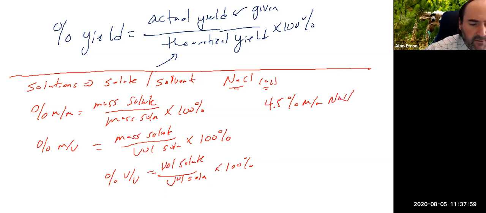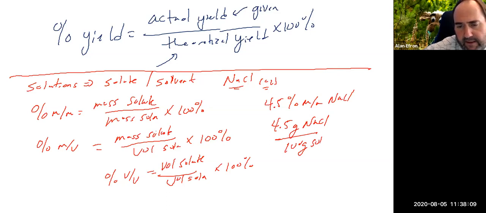And remember that we can use these, if we had a 4.5% mass to mass sodium chloride solution, we could turn those into usable conversion factors. That would be 4.5 grams of sodium chloride and 100 grams of solution, or you could reverse it the opposite way, 100 grams of solution and 4.5 grams of sodium chloride. So that's a way you can take the percentages and use them as useful conversion factors.